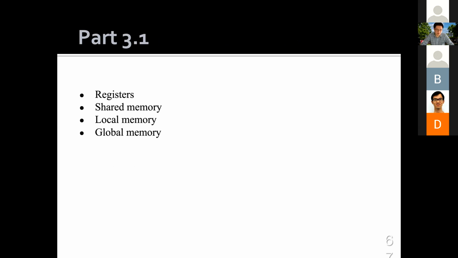Similar to the CPU, we have the register, but the GPU register is much larger than the CPU register. This is a very important point, and I will mention it later. And we have the shared memory, which I mentioned several times. Shared memory and global memory, okay, and local memory.